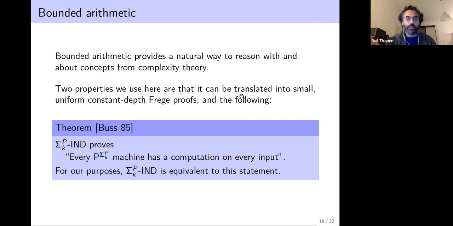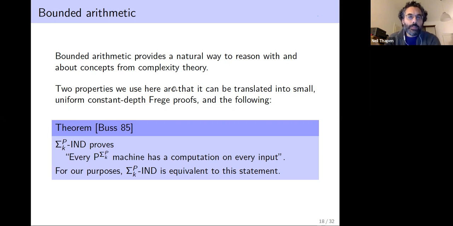This kind of theory gives a natural way to reason with and about concepts from complexity theory. And so if you want to ask questions, say, about provability of P equals NP and things like this, it's a natural place to ask them. And there's some recent work about these questions. But we're not really doing that. We're going to use sort of witnessing properties.